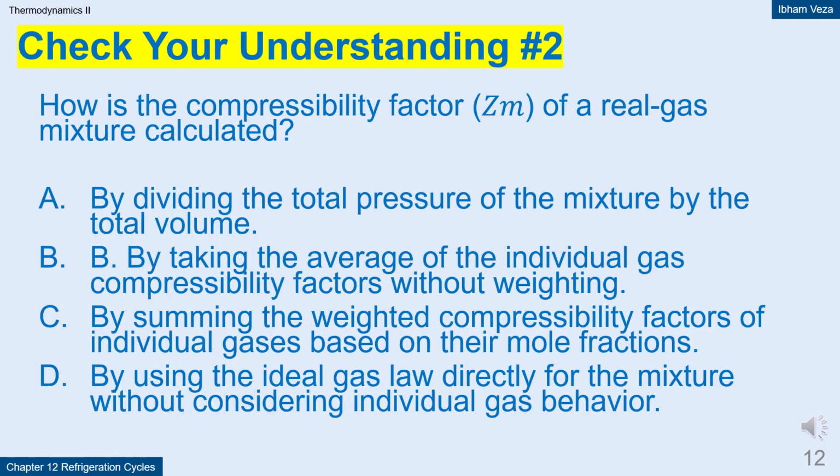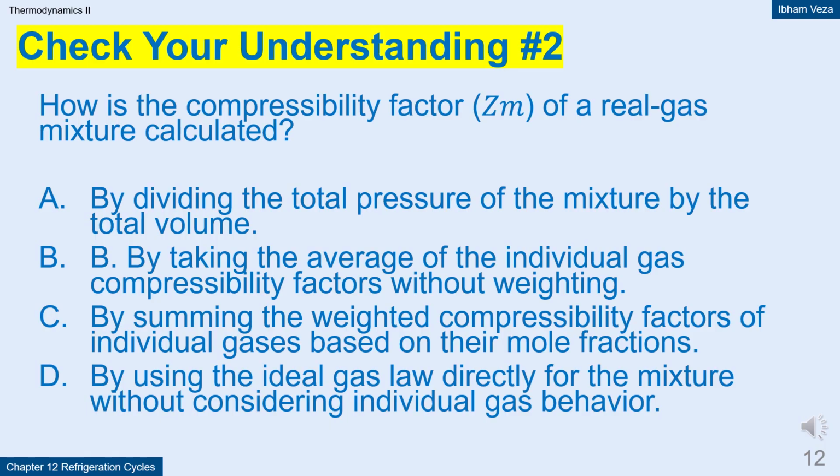Explanation of why other answers are wrong. A. By dividing the total pressure of the mixture by the total volume. Incorrect, because this does not account for the mole fraction or the individual gas behavior needed to calculate Z_M. B. By taking the average of the individual gas compressibility factors without weighting. Incorrect, because Z_M requires weighting by the mole fraction of each component, not a simple average.